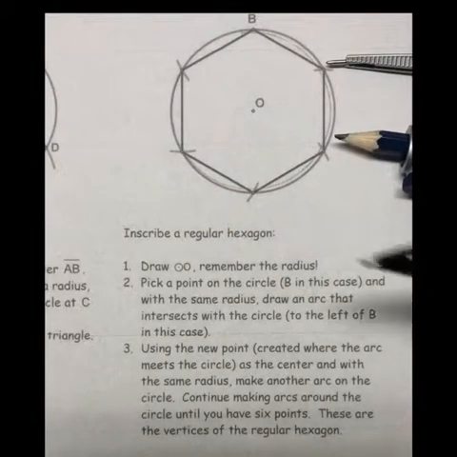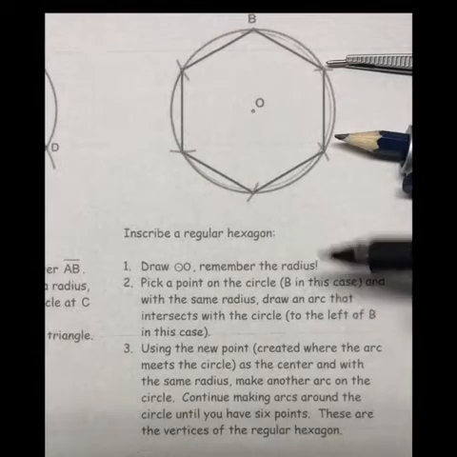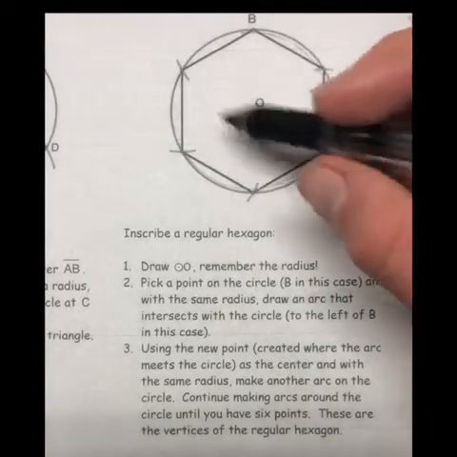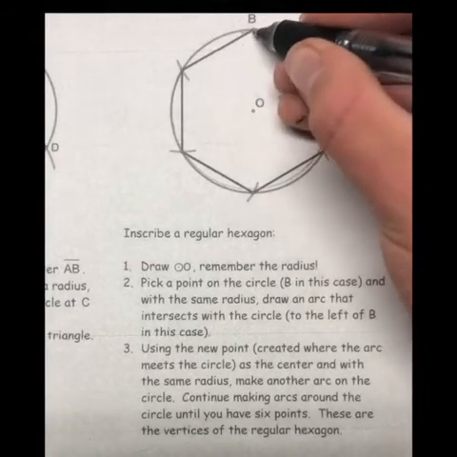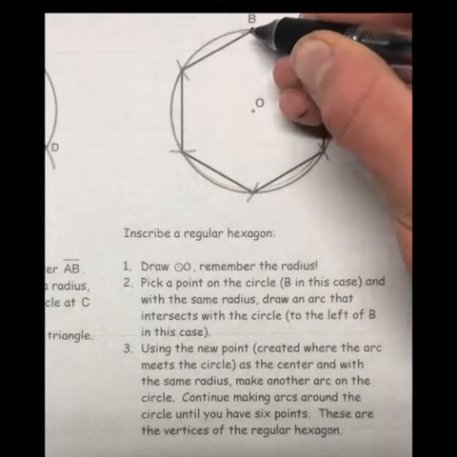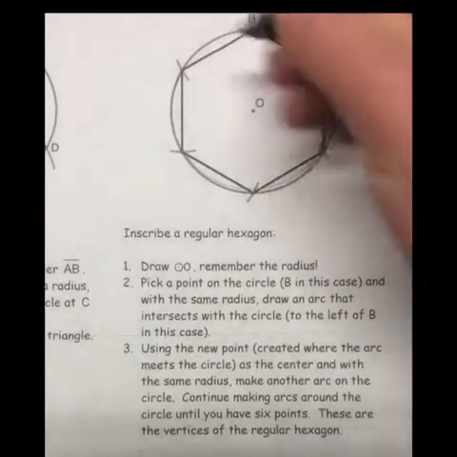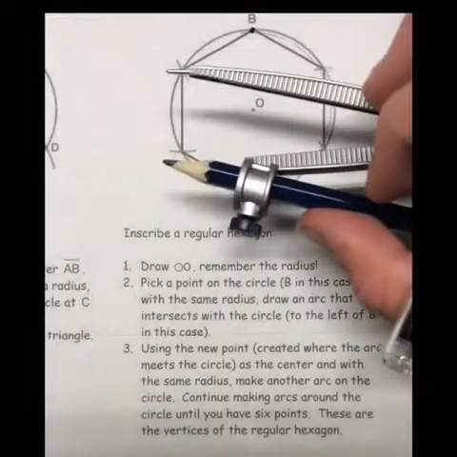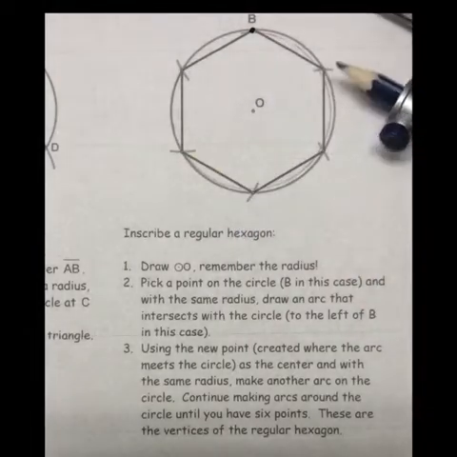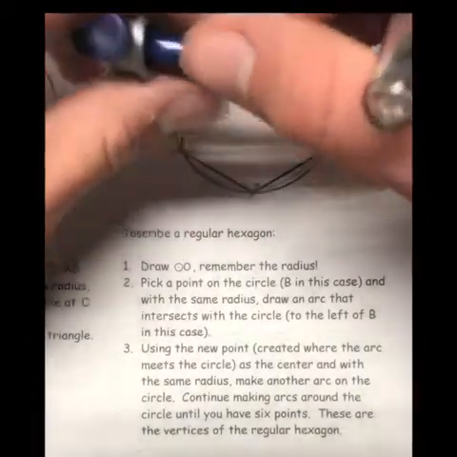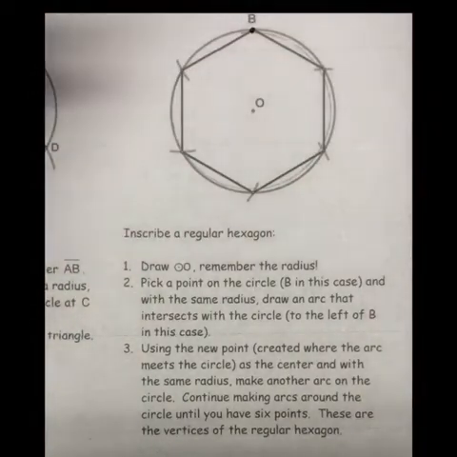Pick a point on the circle. In this drawing it could be any point, but we're going to use point B. With the same radius, draw an arc that intersects the circle to the left of B. In this case, we're going to have to do this.